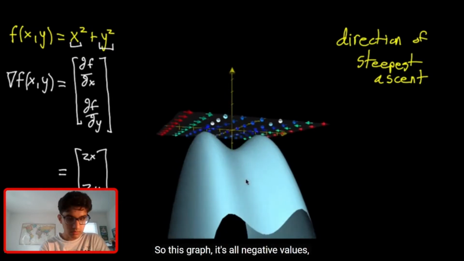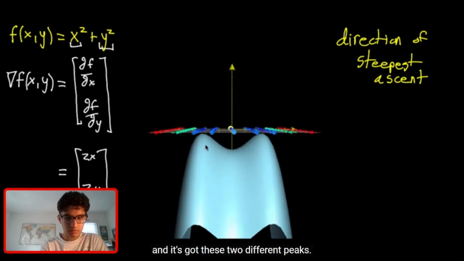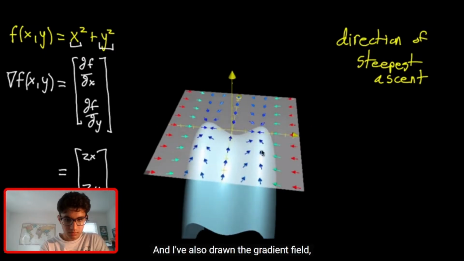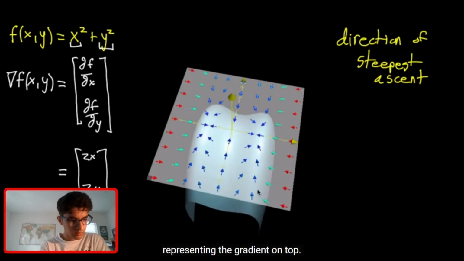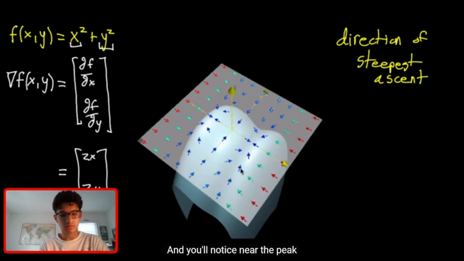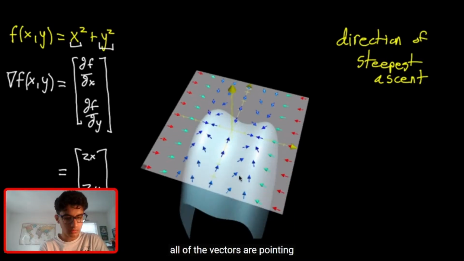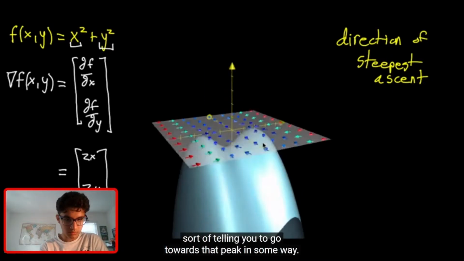So this graph, it's all negative values. It's all below the xy plane, and it's got these two different peaks. And I've also drawn the gradient field, which is the word for the vector field representing the gradient, on top. And you'll notice near the peak, all of the vectors are pointing kind of in the uphill direction, sort of telling you to go towards that peak in some way.